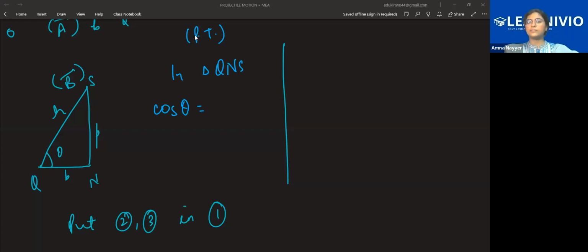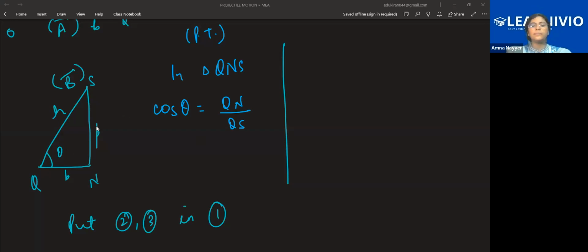Cos theta in this triangle. Value of cos theta. Shaima, can you answer? Zainab has answered. Value of cos theta, not Zainab. I'm not asking for the angle in terms of all these sides. Ma'am, QN by SQ. QN by SQ, right. QN divided by QS, correct. Adjacent by hypotenuse, yes, that is right. But in terms of this, okay.